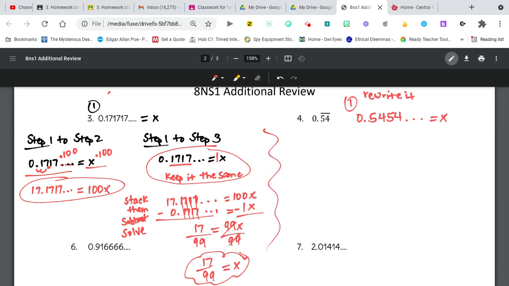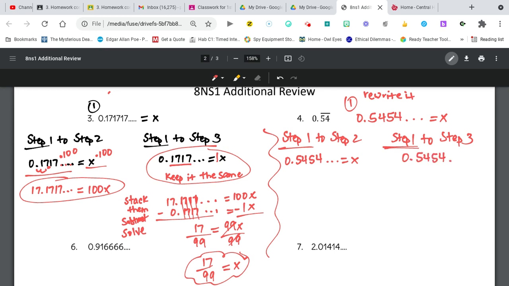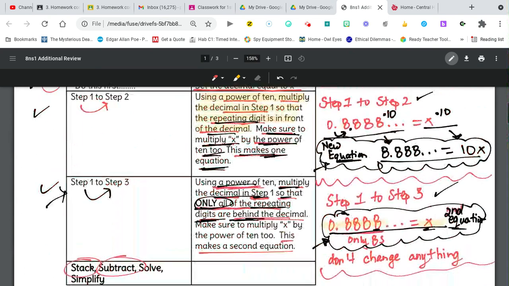All right, so now I'm going to go from step 1 to step 2 and step 1 to step 3. I'm going to write step 1 down in each one of them because I got step 1 here and step 1 here. Just write the equation with the x. Okay. Then in step 1 and step 2, it says, if you go back and look up here, step 1 and step 2.